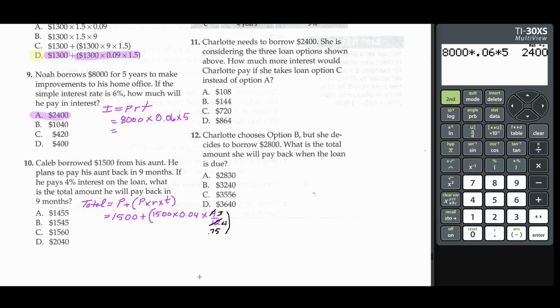Let's use the calculator to figure that answer here. Clear? Now I need to do the one in the parenthesis here first. So I say 1,500, multiply that by 0.04, multiply that by 0.75. Now I have to enter. That's $45. Okay? Then add $1,500 to it. Okay, that's going to be $1,545. That's B.